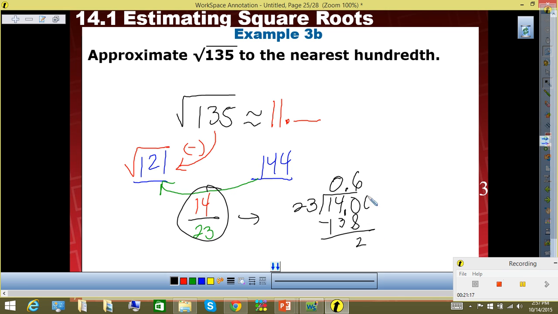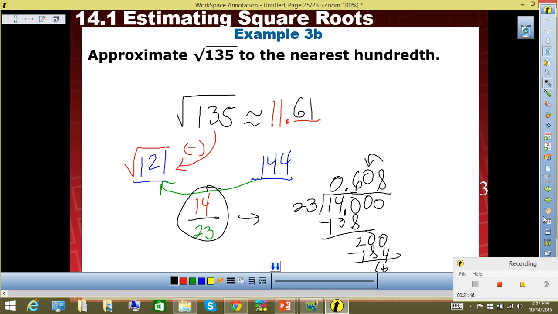Add a 0. Does not fit in there. Another 0. 23 fits in there how many times? 8. 8 times 3, that's 24. We got 2. 8 times 2 is 16 plus 2, that's 18. Yep. So this becomes what? 11 point what? 61, because this one makes this a 1. Everybody got it?